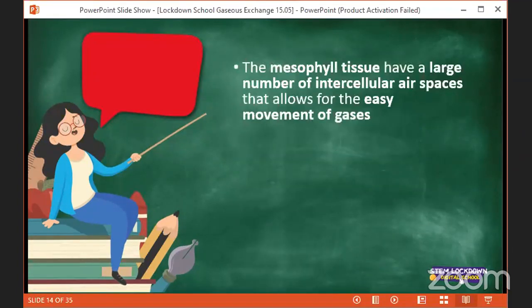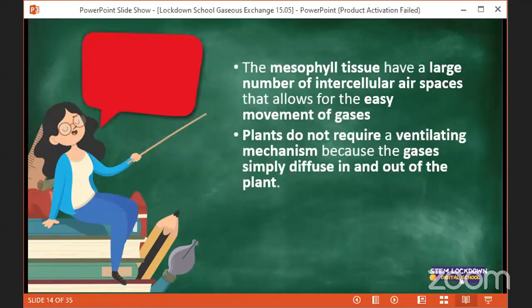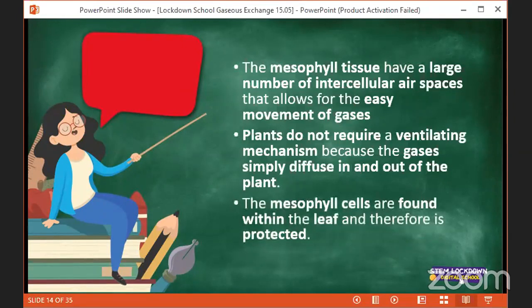Then fourth bullet, mesophyll tissue have a large number of intercellular air spaces that allows for easy movement of gases. So that basically just serves as a transport system. Okay. And then plants do not require a ventilating mechanism because the gases simply diffuse in and out. So it doesn't have a ventilating system, right? Dicot plants don't have a ventilating system because diffusion takes place. It's just simply diffusion, right? And lastly, the mesophyll cells are found within the leaf and therefore they are protected.